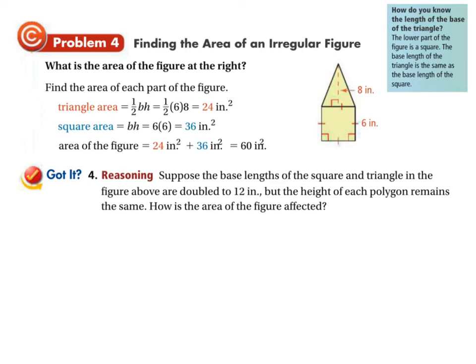So here's your got it problem. Suppose the base lengths of the square and the triangle in the figure above are doubled to 12, but the height remains the same. How is the area of the figure affected? You're going to try this got it problem. I'm going to suggest that you make a sketch of it and pause your video now, solve the problem, then unpause the video and come back and check your answer against mine. So pause the video now.